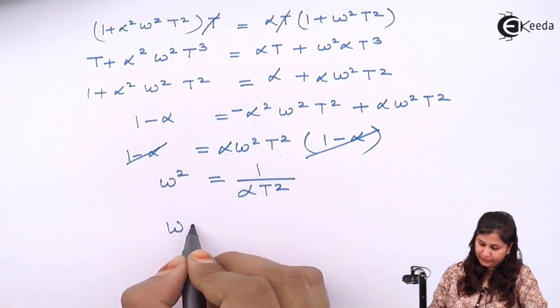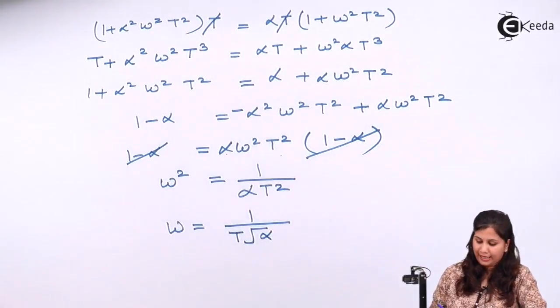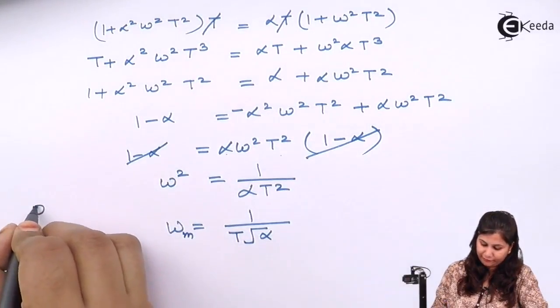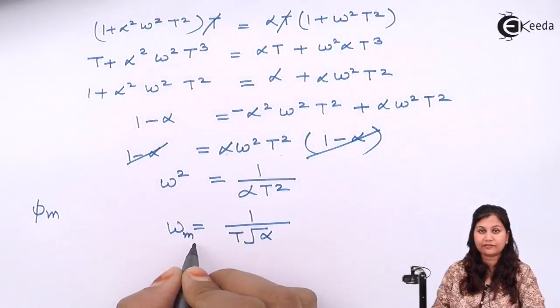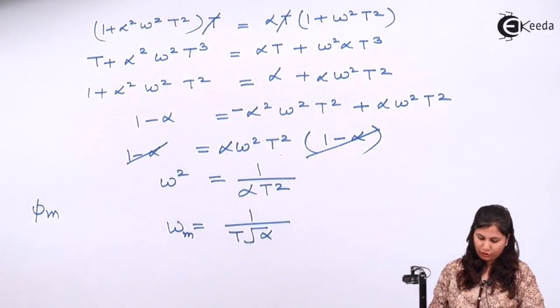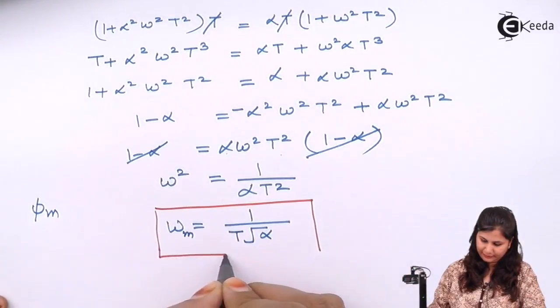So omega will be 1 upon T root alpha, and this omega is omega m, because we are calculating phi m, so the frequency will now become omega m, that is the maximum frequency. So this is our value of the frequency.